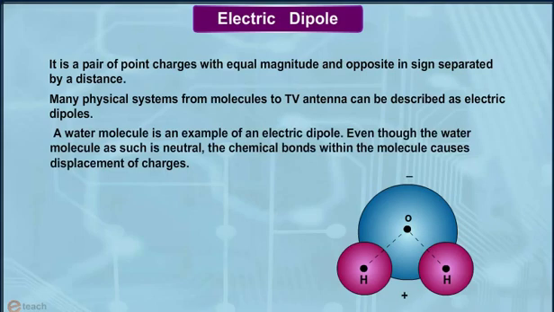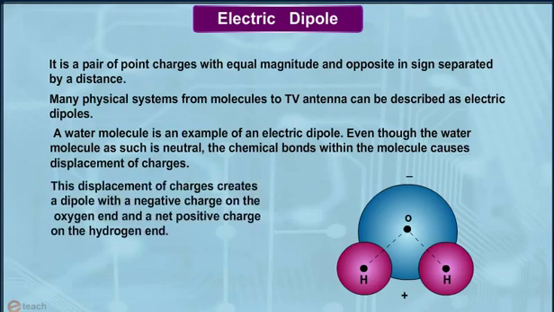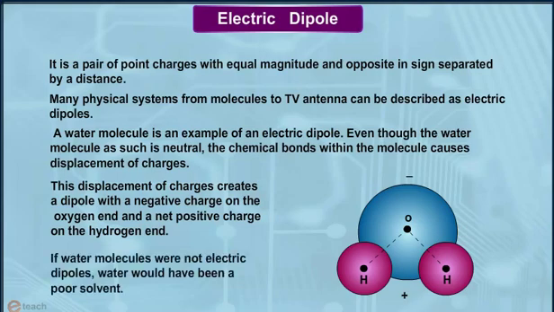Even though the water molecule as such is neutral, the chemical bonds within the molecule cause displacement of charges. This displacement of charges creates a dipole with a negative charge on the oxygen end and a net positive charge on the hydrogen end. If water molecules were not electric dipoles, water would not have been a good solvent.